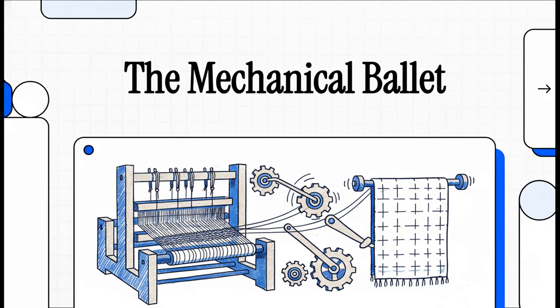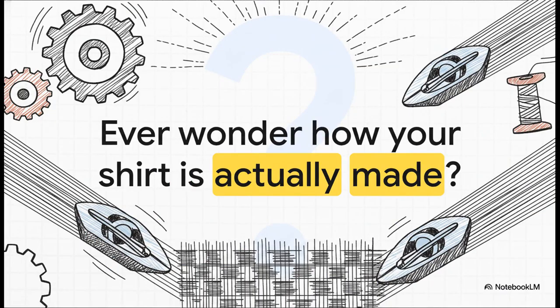Welcome. Today, we are pulling back the curtain on something you literally use every single day: fabric. We're going to take a deep dive into the hidden, high speed mechanical ballet that turns simple threads into the clothes on your back. Now, really, just take a second and look at the shirt you're wearing. See that intricate grid of threads? That didn't just magically appear. It was assembled by a machine, performing a series of perfectly timed movements, hundreds, sometimes thousands of times a minute. So, how does that incredible process even work?